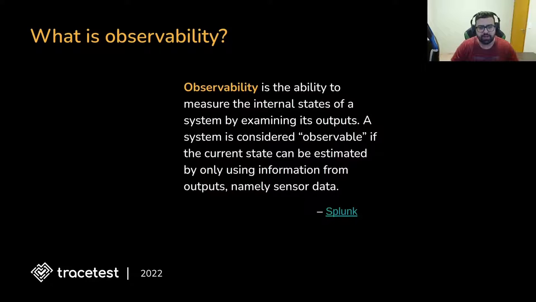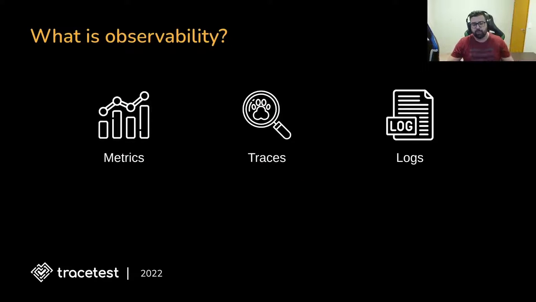So let's start with what's observability. Observability is the ability to measure the internal states of a system by examining its outputs. A system is considered observable if the current state can be estimated by only using information from outputs, namely sensor data. That's the definition from Splunk. So what does that mean? Well, we have sensor data, and the main pillars of observability are metrics, traces, and logs. So in this talk, we're focusing on traces.